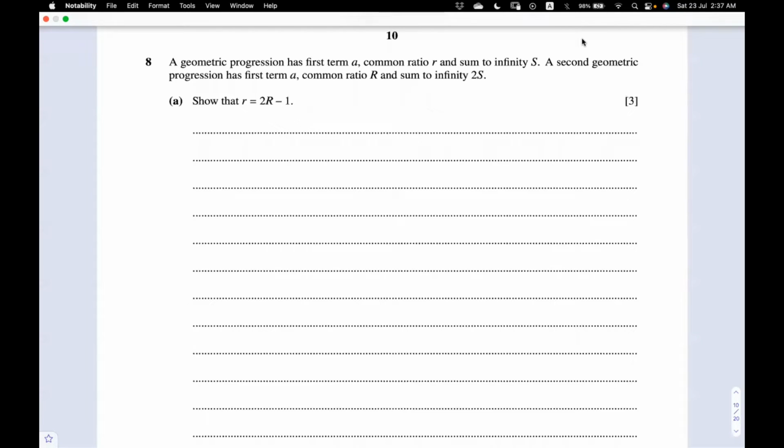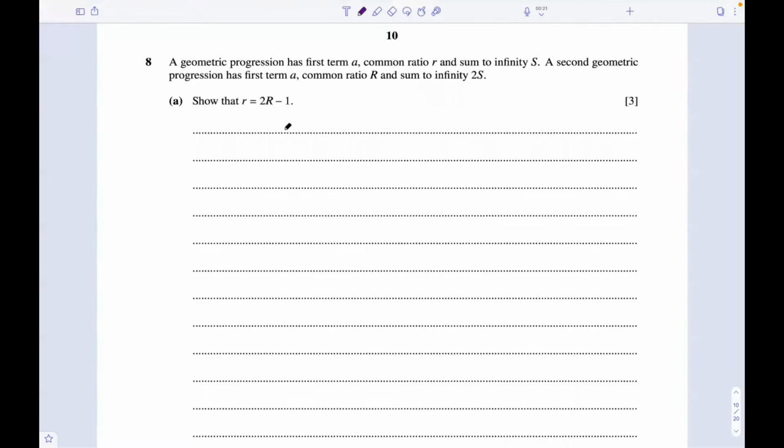Question number 8. It says that a geometric progression has first term A, common ratio r, and sum to infinity S. A second geometric progression has first term A, common ratio capital R, and sum to infinity 2S. We have to prove that r is equal to 2R minus 1.